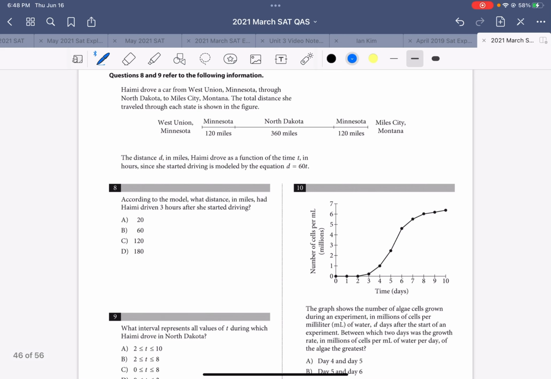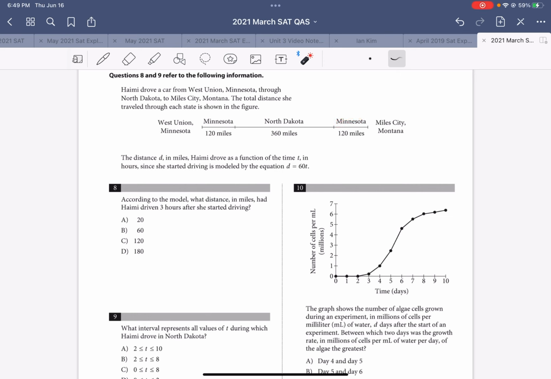Now number 8. Hamey drove a car from West Union, Minnesota, through North Dakota to Miles City, Montana. The total distance she traveled through each state is shown in the figure. So this shows she drove from here. So Minnesota, 120 miles, North Dakota, 360, things like that.